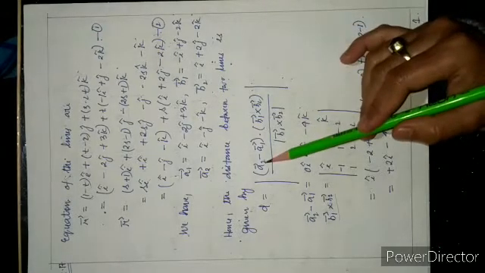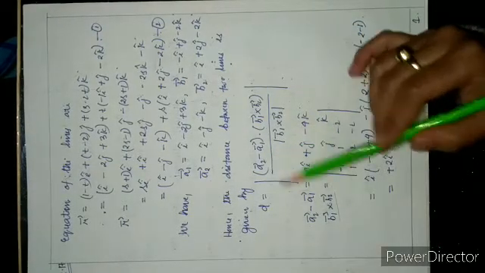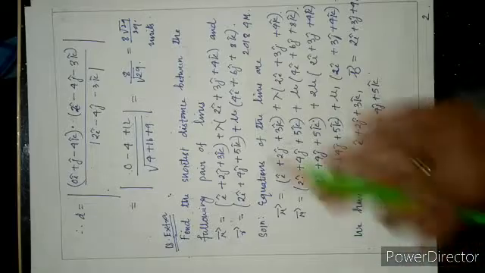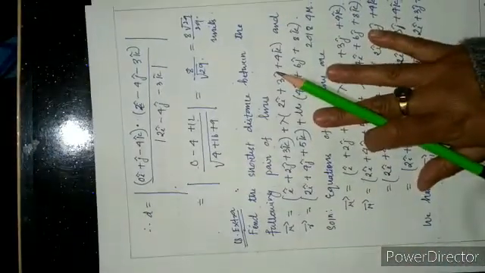Now the distance d is given by the value of (a2 minus a1) dot (b1 cross b2) divided by the magnitude of b1 cross b2. Distance d is given by a2 minus a1.